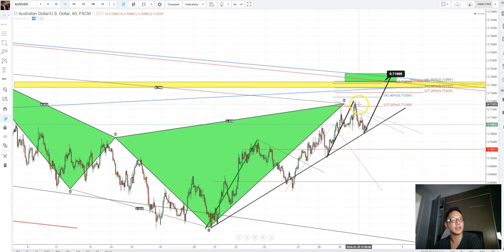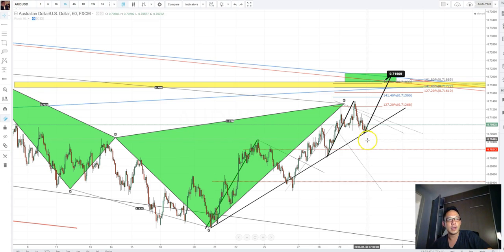You've got a Cipher pattern there, so you've got a completion. This is also still making higher highs. So we've got higher high, higher low, higher high, and higher low. We'll just have to wait and see. We still might have a little bit more downside, maybe.